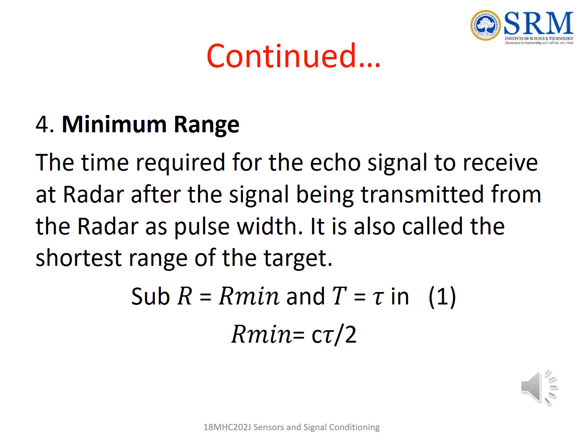Next is the minimum range. The time required for the echo signal to be received at radar after the signal is transmitted from the radar is the pulse width. It is also called the shortest range of the target. Now substitute R equal to R minimum and T equal to tau in the first equation. So we will get R minimum equal to c tau by 2.